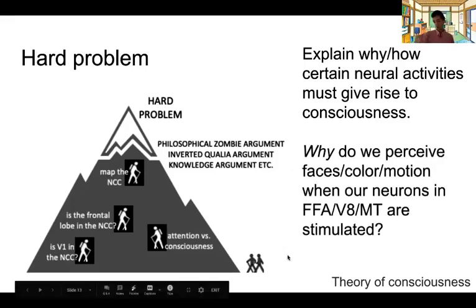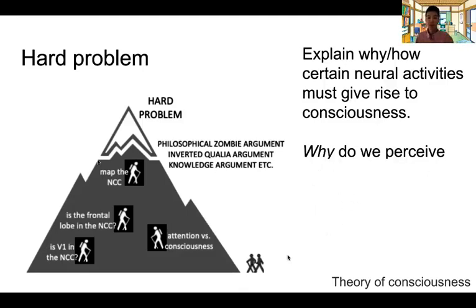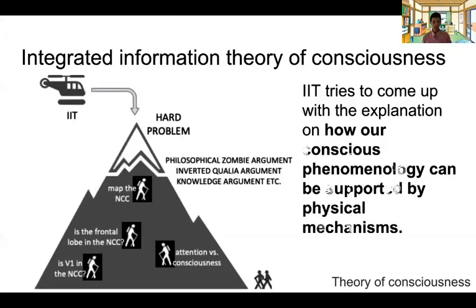And in our empirical terms, this can be condensed into a phrase like, why do we perceive faces, color, motion when our neurons in FFA, V8, MT are stimulated in a particular way? That seems arbitrary. The link between the neural activity and the particular conscious experience seems arbitrary and can be swapped or removed or added. That's the reason why philosophers argue that there is a huge gap between the empirical research program and the hard problem. So now the rescue comes from the IIT.